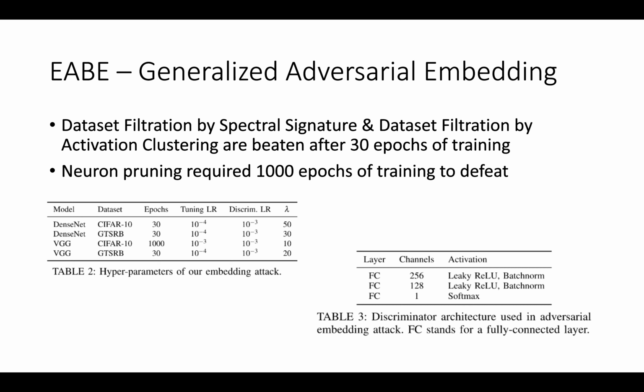So now we'll talk about dataset generalized adversarial embedding. So dataset filtration by spectral signature and dataset filtration by activation clustering are actually beaten after about 30 epochs of training, whereas neuron pruning was a bit more robust and required about 10,000 epochs of training to defeat, but it was still defeated. So here are the hyperparameters for the models when we are in the GAE attack, as well as in table 3, we can see the architecture used for the discriminator network.